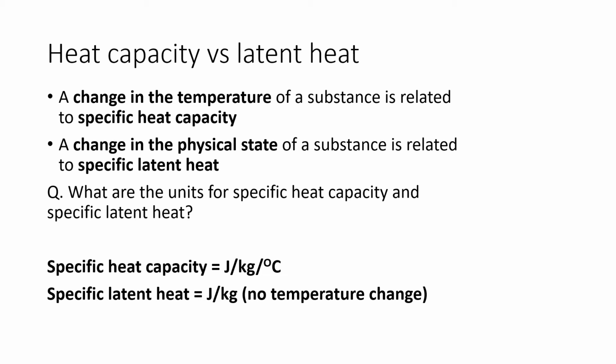What are the units for specific heat capacity and for specific latent heat? Well, specific heat capacity is joules per kilogram per degree Celsius, and specific latent heat is just joules per kilogram. There's no temperature change, so we take the degrees Celsius out of the units.